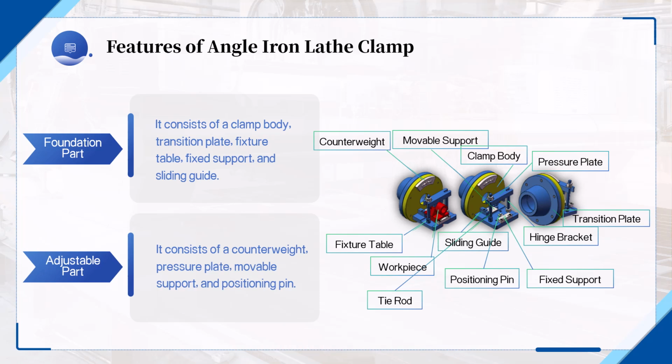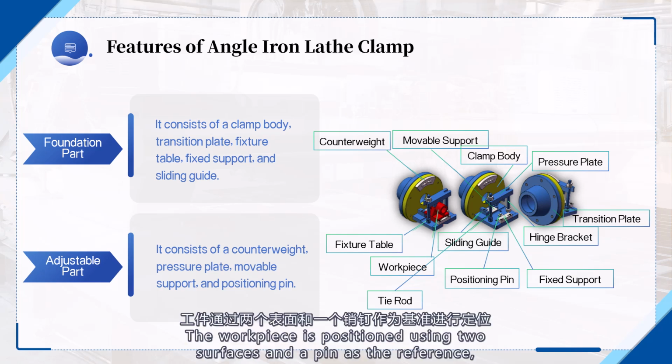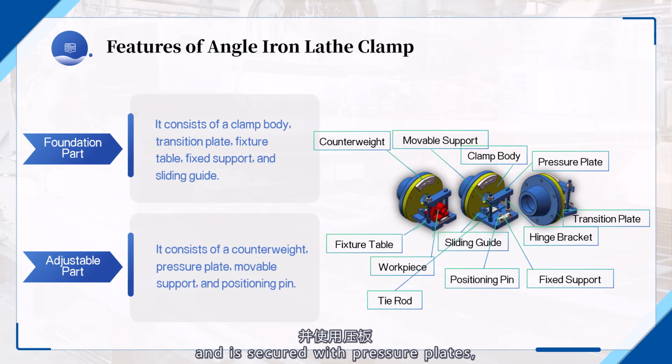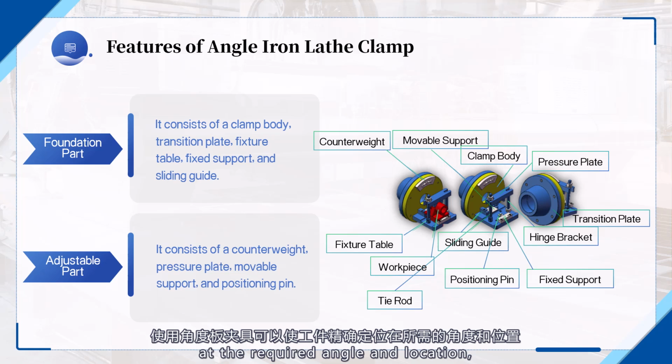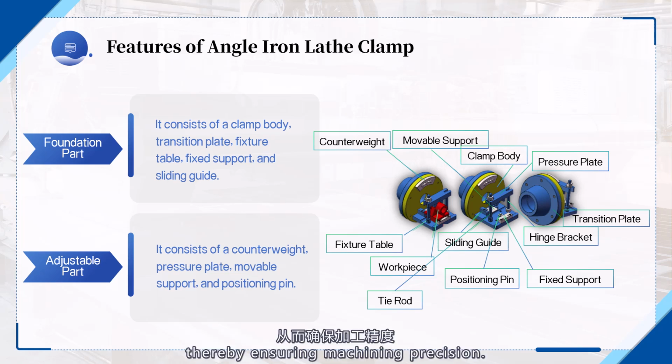The workpiece is positioned using two surfaces and a pin as the reference, and is secured with pressure plates, swinging V-blocks, and screws. Using an angle plate fixture allows the workpiece to be accurately positioned at the required angle and location, thereby ensuring machining precision.